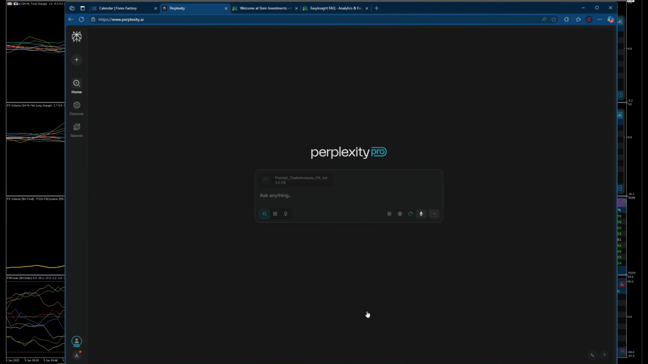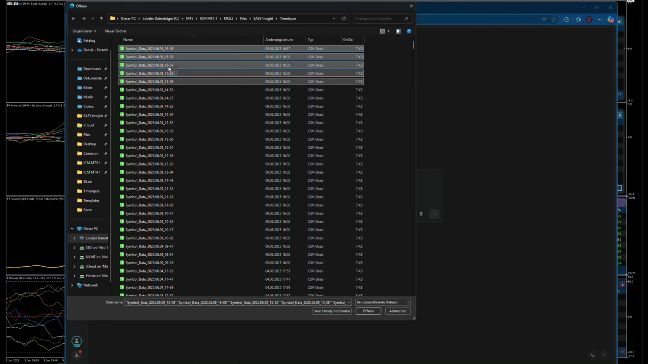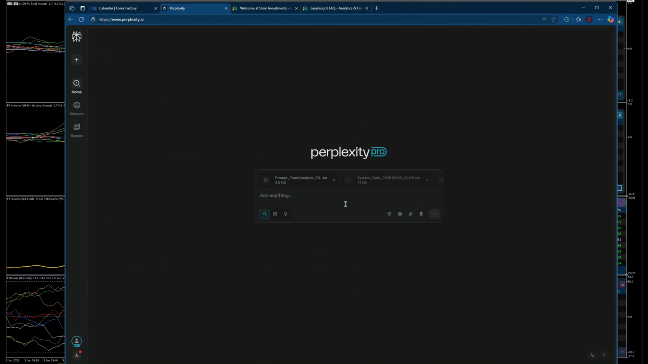So first things first, we add this prompt, let it import, it's done now, and then we add the data files, and I will use the last 5 ones to cover the entire last hour of the market. Let them import. So it seems to be done now. And in case this is not colored, then it's not ready yet and it's waiting for a prompt or an order what to do. And in this case, I will say, please analyze as written in the txt file.